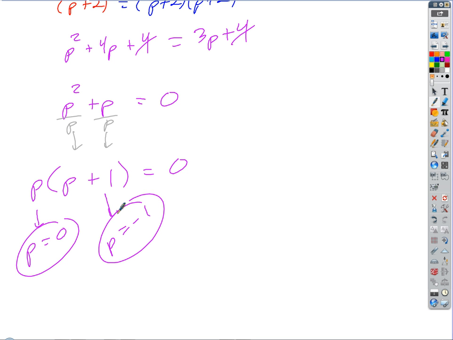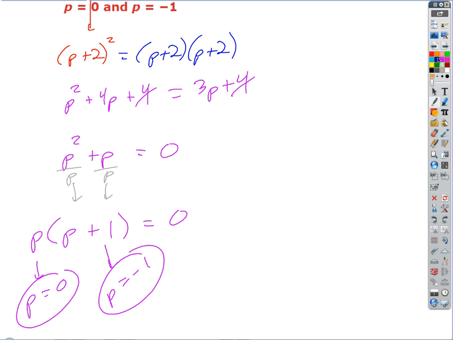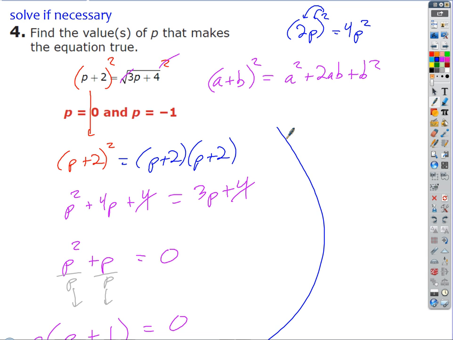Okay, so are those the answers? Yes. Maybe. What do I have to do? Gotta check them, because I squared both sides. They could be false solutions, right? So I gotta go put them back into the original equation up here and see if they work. Well, if I plug in 0, what do I get? 0 plus 2, so I'm gonna get rid of, I guess let me get rid of all this stuff.